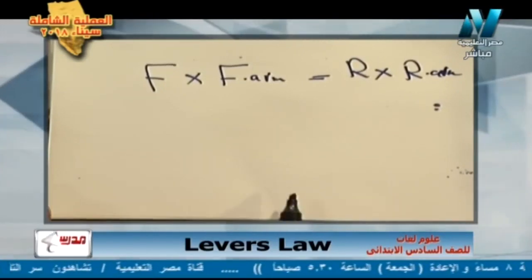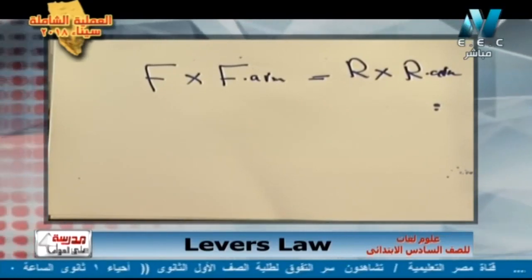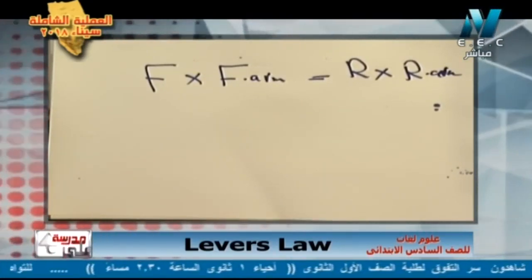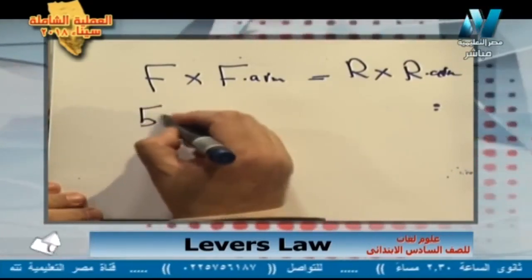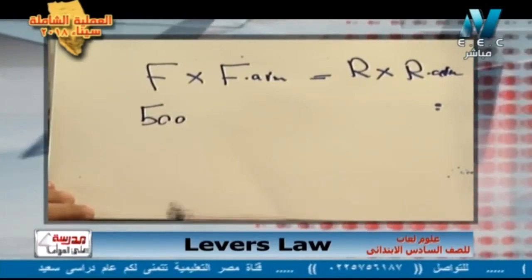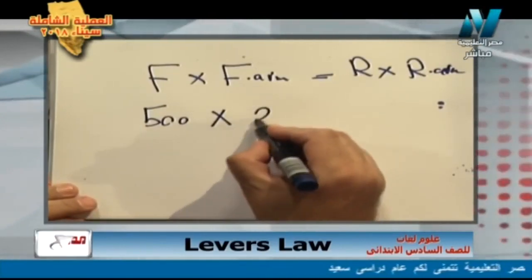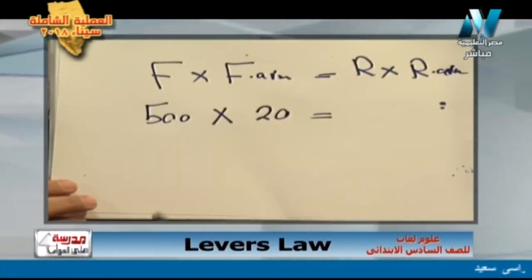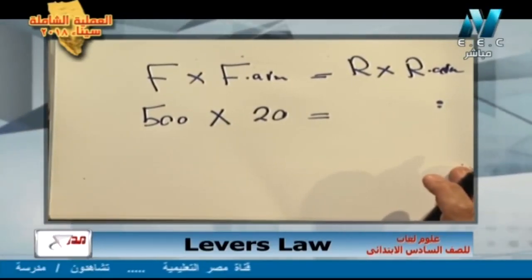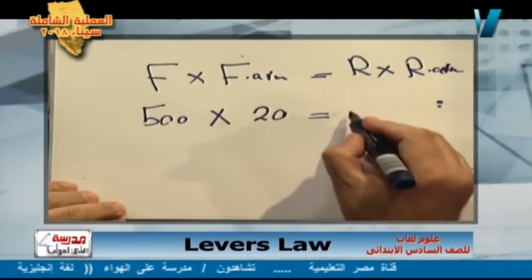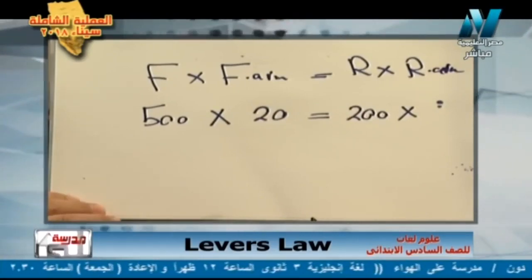The problem says a first class lever of 500 Newton. So where can I write 500? It says the effort force is 500 Newton, so I write 500 under the effort force. Its force arm is 20 centimeter, so I write 20 centimeter under the effort force arm. It is affected by a resistance of 200 Newton, so I write 200 Newton under the resistance, and I need to find the resistance arm.